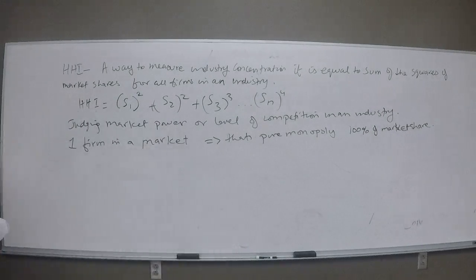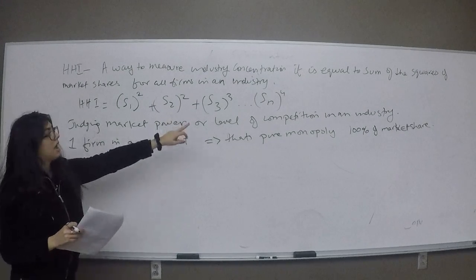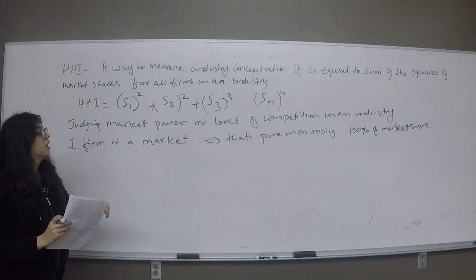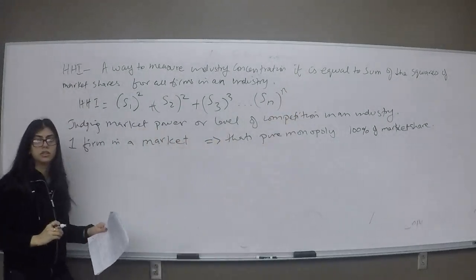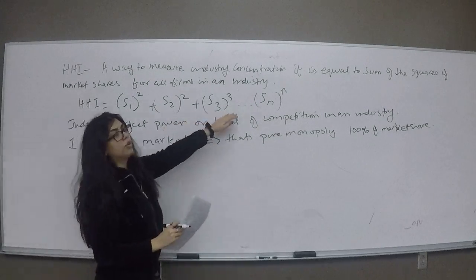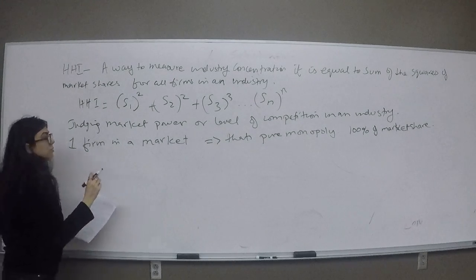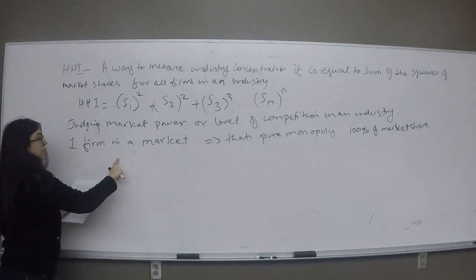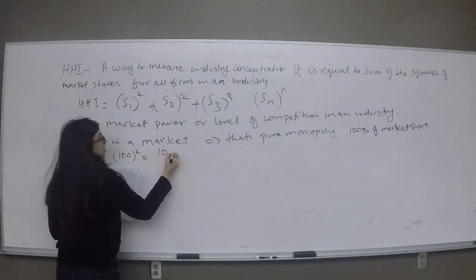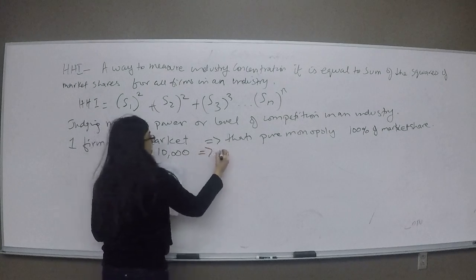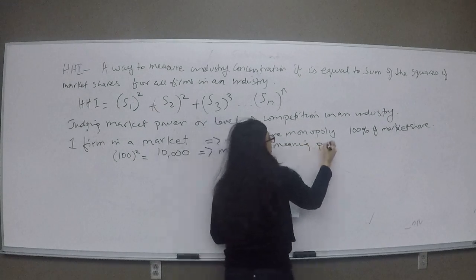So S1 squared, S2 squared, S3 squared, S4 squared, and this is SN to the nth firm, so it can continue however many firms there are, right? So the maximum the Herfindahl-Hirschman index could be is 100 squared, which is 10,000, which is the maximum, meaning pure monopoly, right?